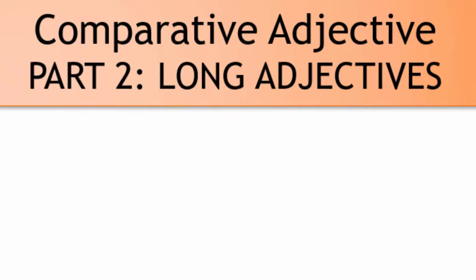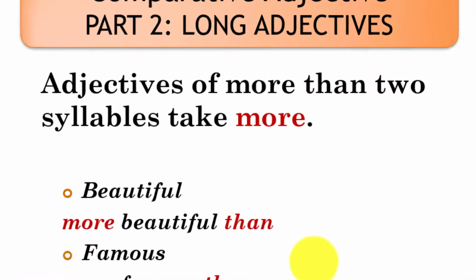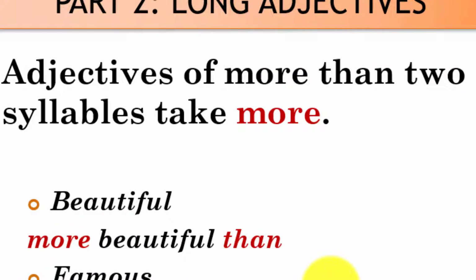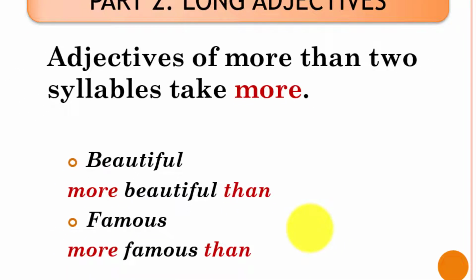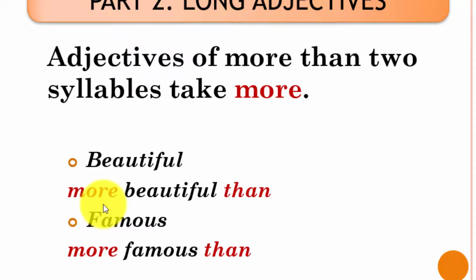Now let's move to part number 2, which we're going to talk about long adjectives. We are still with the comparative form, but this time with long adjectives. So adjectives of more than two syllables take more. For example, beautiful. We shouldn't say beautifuler, right? Here we have more than 2 syllables, as you can see. So we have beautiful, we have 3 syllables. So in this situation, we write more beautiful than. So here we have beautiful, we write more before it and than after it, and the adjective doesn't change at all. The same thing here, famous, we have more famous than.